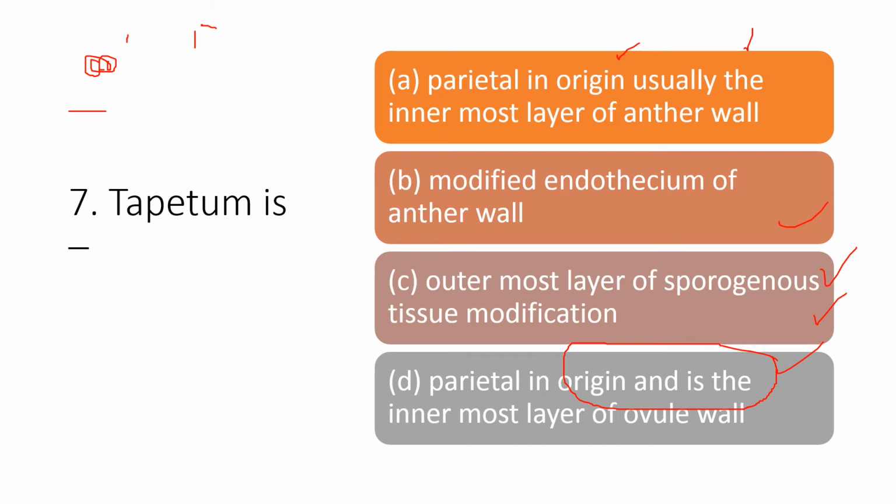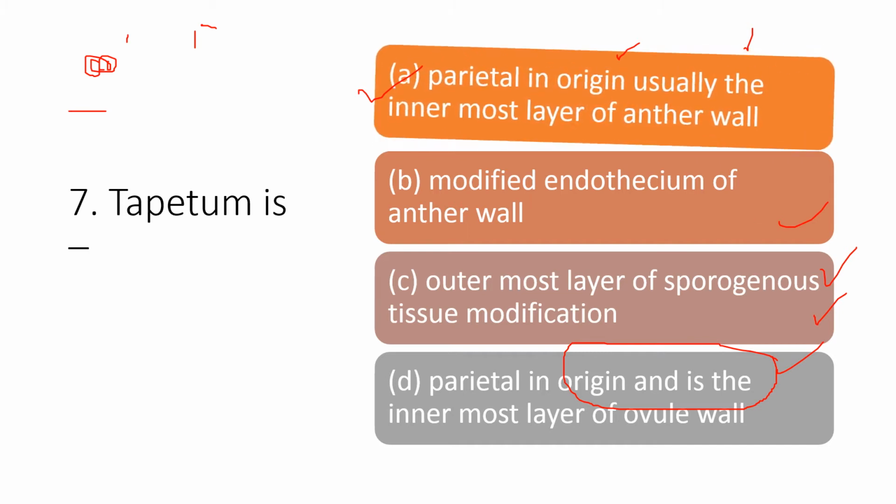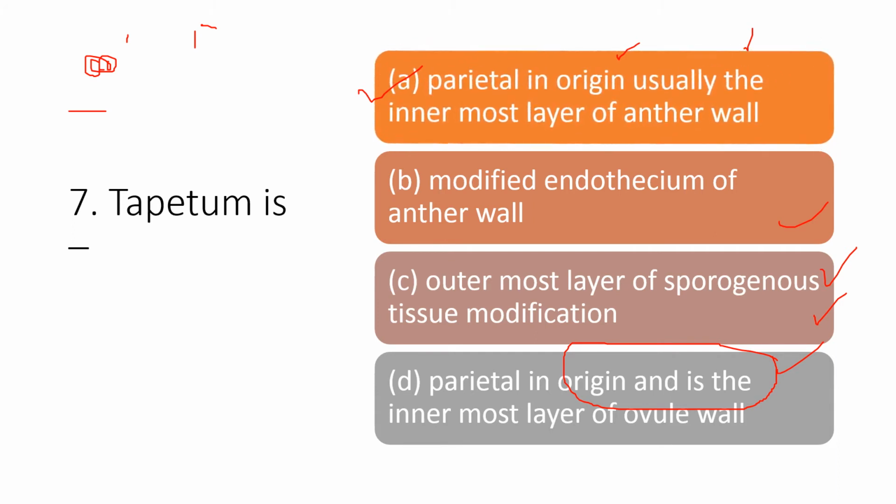So the right option is A, parietal in origin. We know that the archesporial cell divides to form parietal and sporogenous tissue. So the tapetum arises from parietal cells. Usually they are present in the innermost layer of the anther wall. So the right answer is A, parietal in origin, usually the innermost layer of anther wall.